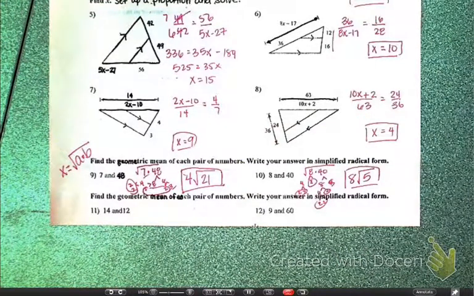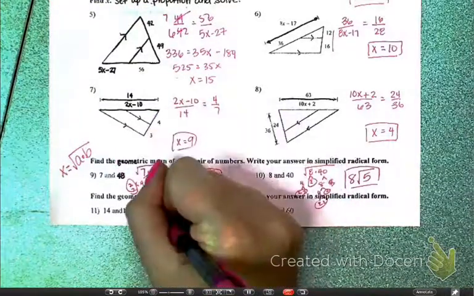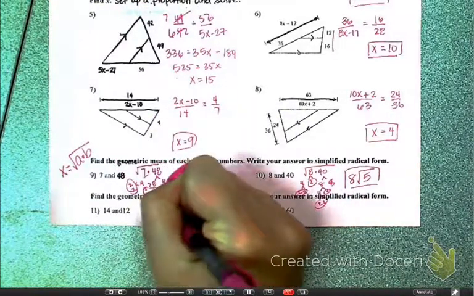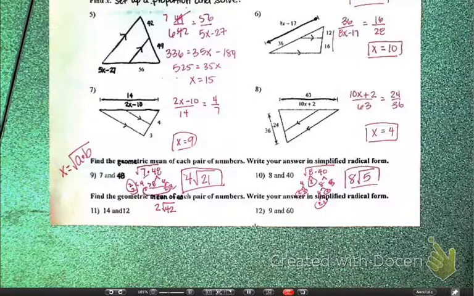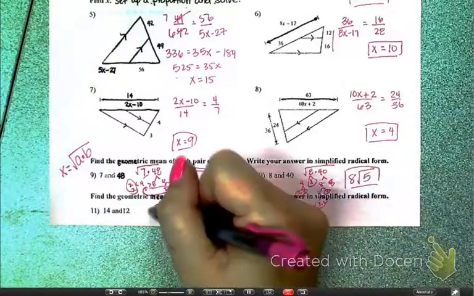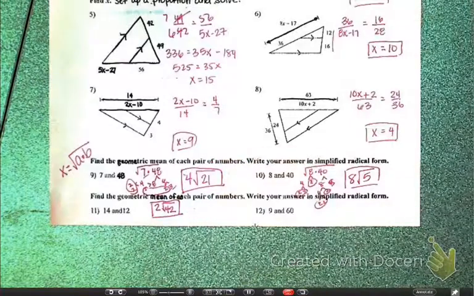Can I just give you the answers for the next 2, or do you want me to break them down? Just the answers? Number 11, you should have gotten 2 square root of 42. Can I do it? Yep.